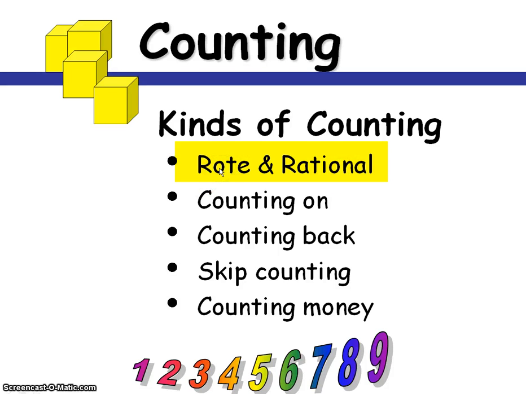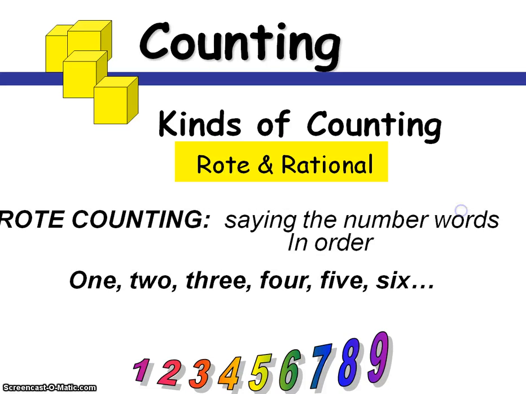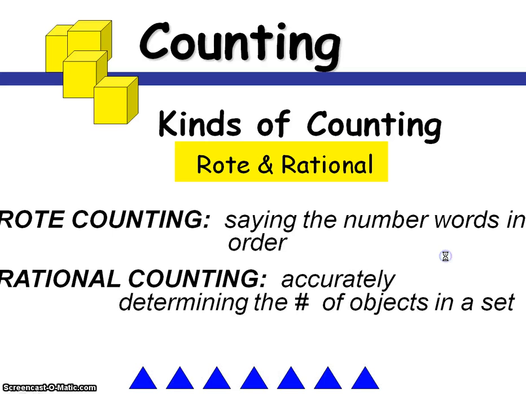There's rote counting. That's the child that can say the number words to 100. And rational counting. That's the child that can actually determine accurately the correct number in a set. So rote counting is saying the number words in order. 1, 2, 3, 4, 5, 6. Children learn that a lot through songs and rhymes and games and books. And it's important. It's the beginning of counting. But they also need rational counting, where they accurately determine the number of objects in a set.